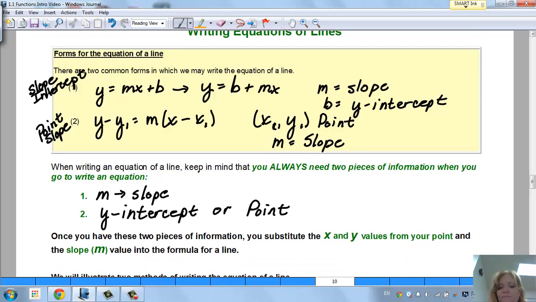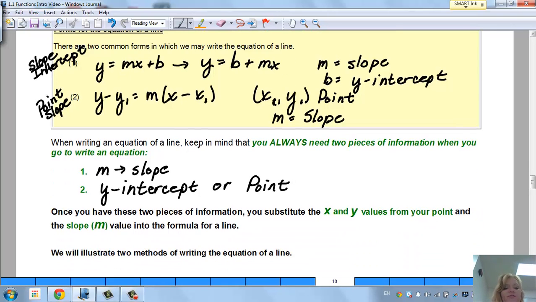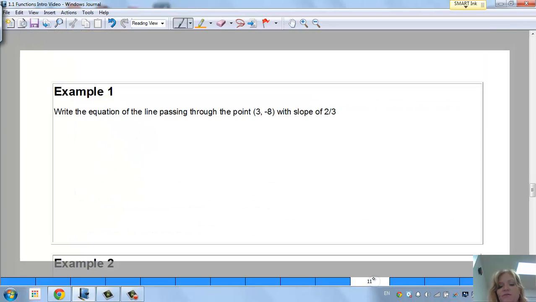Okay? Once you have these two pieces of information, you can substitute the x and y values from your point and the slope m value into your formula. We'll illustrate two methods of writing the equation of a line. Okay? So let's go to the next page.